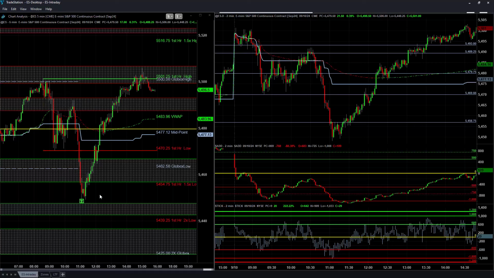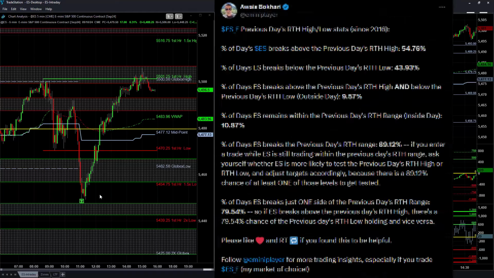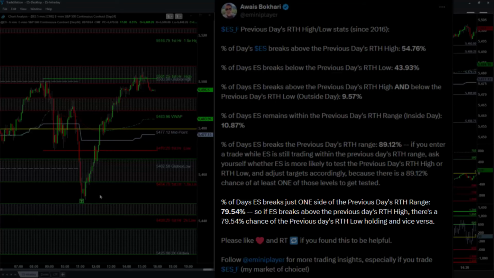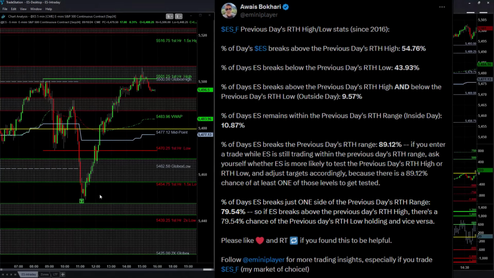And by the same token, we can even lean on that area to take a long setup because the market had already tested above the prior day's high. It lowered the odds of the market breaking below the previous day's low. Now, of course, anything can happen, but statistically, it's very low odds for the market to test above the previous day's high and below the previous day's low. So that is what made this a nice trade setup.